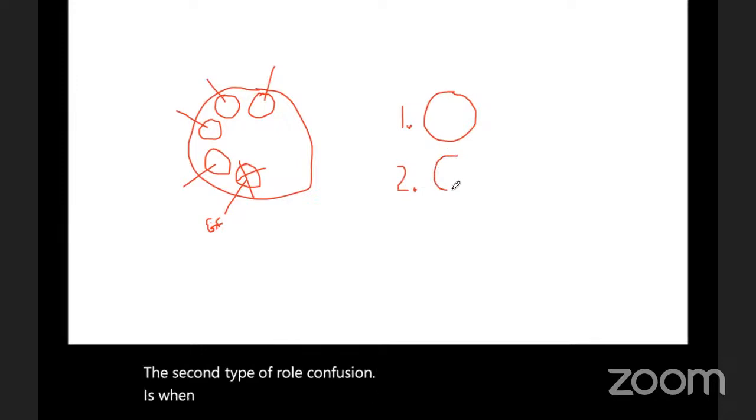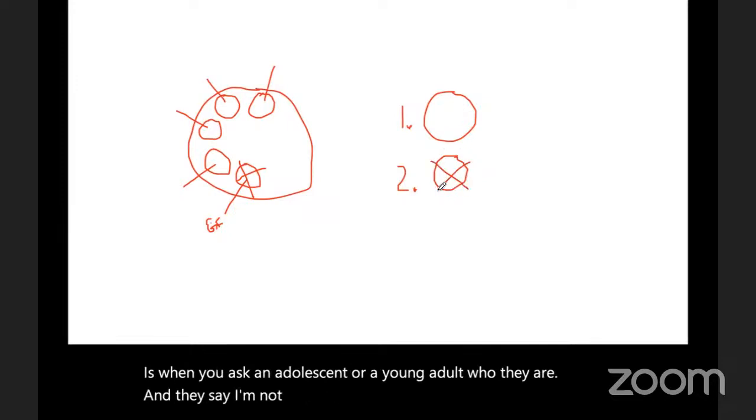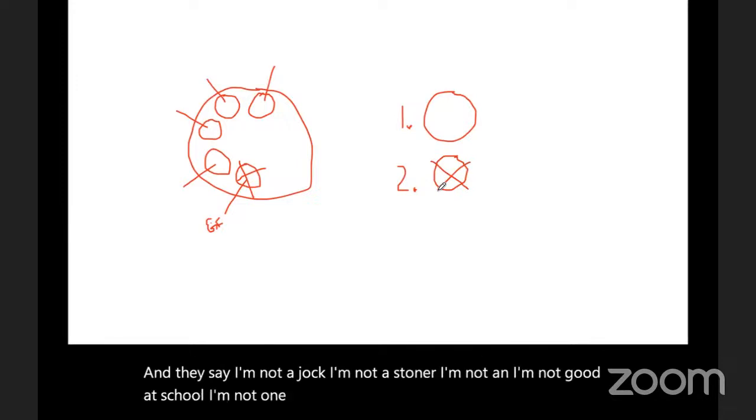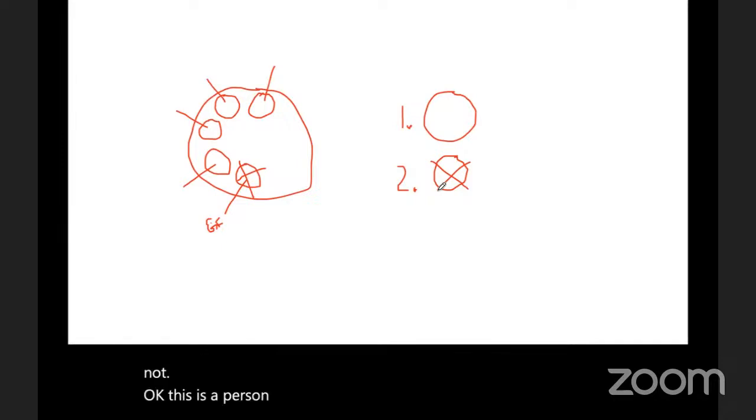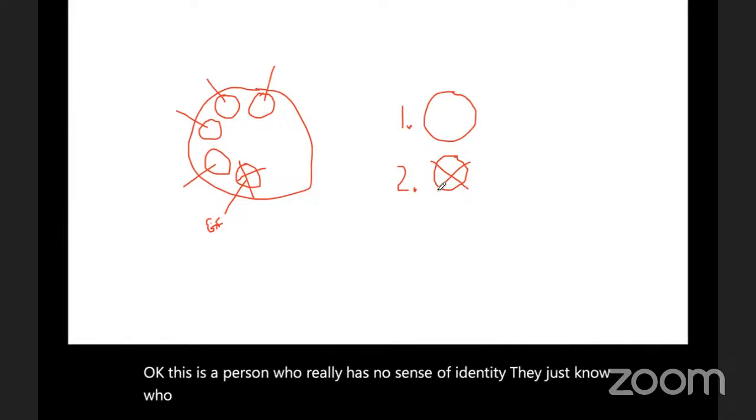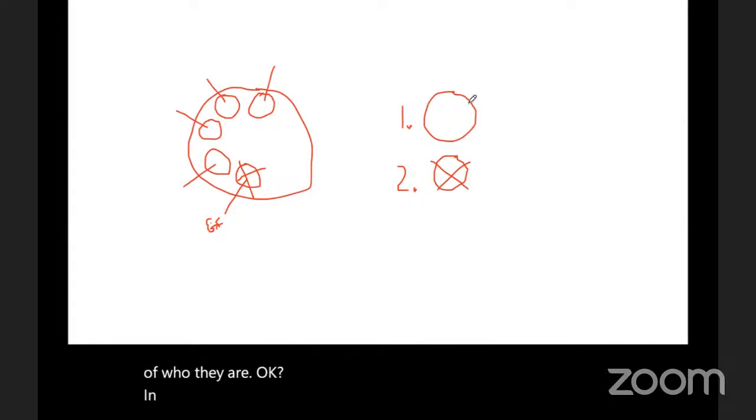The second type of role confusion is when you ask an adolescent or a young adult who they are, and they say, well, you know, I'm not a jock, I'm not a stoner, I'm not good at school, I'm not one of these. And then you go, but who are you? And they continue with a list of who they're not. Okay. This is a person who really has no sense of identity. They just know who they don't want to be, but they haven't developed a sense of who they are. Okay. In this first example, it's someone who wraps himself completely into one singular identity.